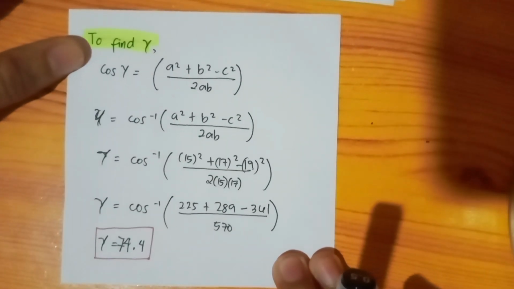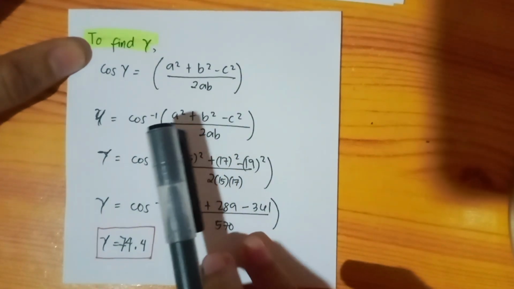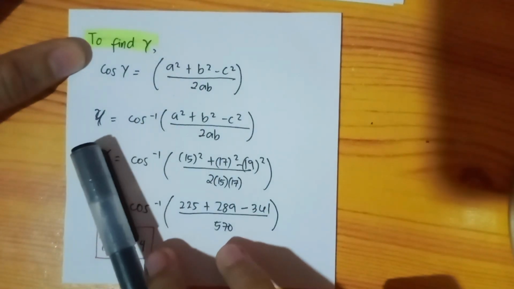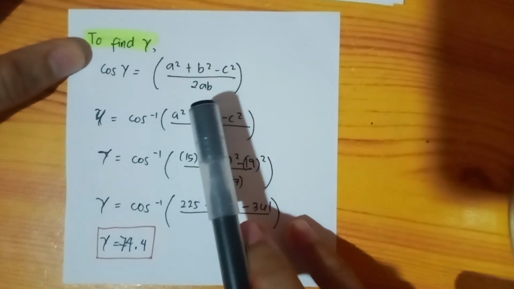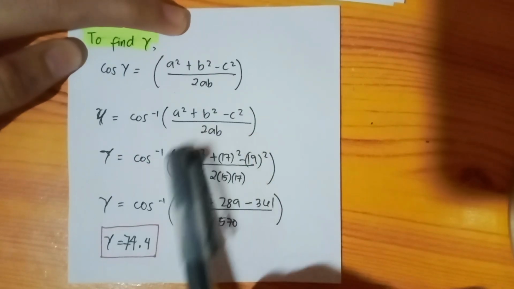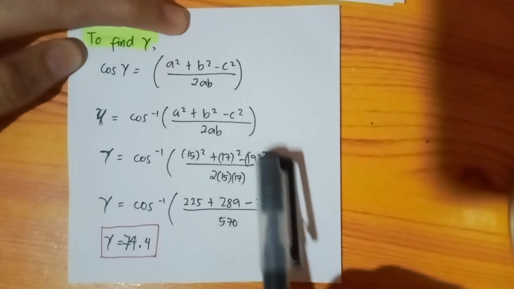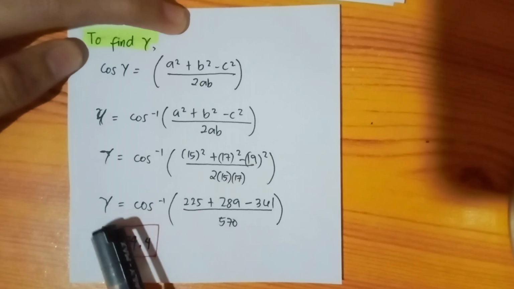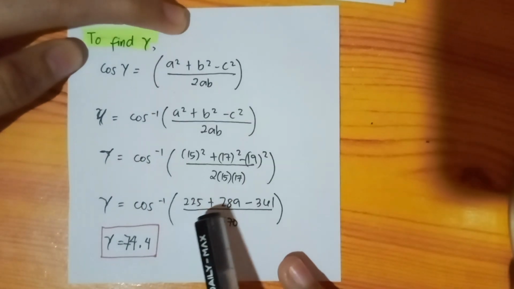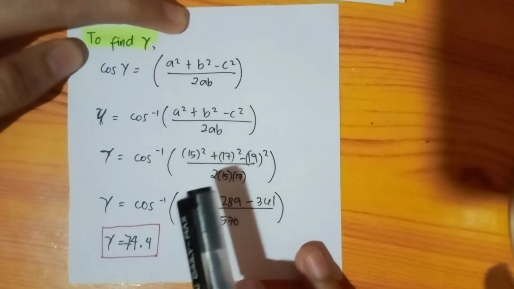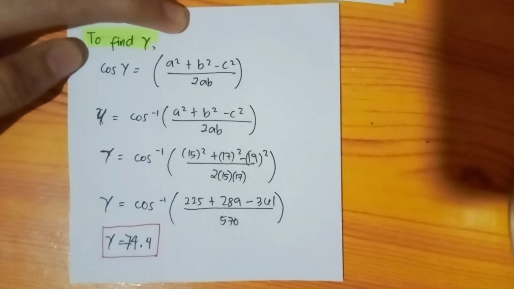So lastly, let's find gamma. To find gamma, cos gamma equals A squared plus B squared minus C squared over 2AB. So let's transform it into an inverse. We have gamma equals cos inverse of A squared plus B squared minus C squared over 2AB. So let's plug in the given sides. So we have gamma equals cos inverse of 15 squared plus 17 squared minus 19 squared over 2 times 15 times 17. So we have gamma equals cos inverse of 225 plus 289 minus 361 over 510. So the result is 74.4 degrees.